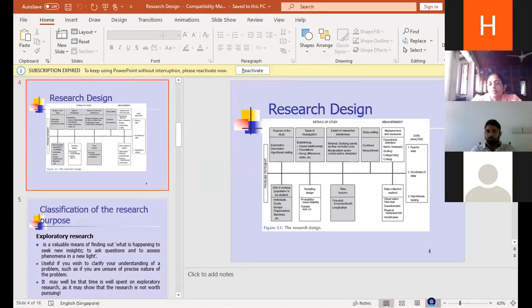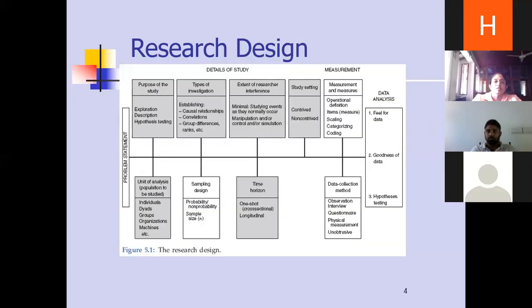Has come up with this diagram, if you can see. This is what is called the research design framework. If you carefully see, you can see there are shaded boxes and unshaded ones. He says purpose of research. This is one way that you can categorize your research as exploratory, descriptive, hypothesis testing type of research.